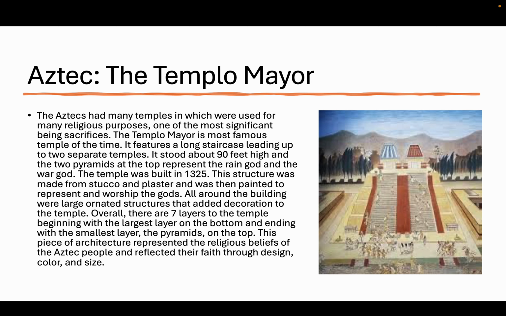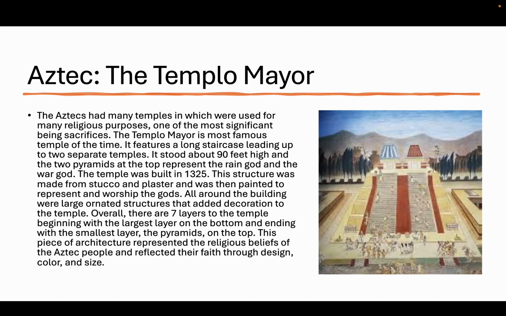This temple actually consists of 2 different buildings. It was used for many religious purposes, one of the most significant being sacrifices, usually human sacrifices. It was the most famous temple of its time, and it featured 2 staircases leading up to 2 separate temples. It stood about 90 feet high and represented the rain god and the god of war. It was built in 1325, made of stucco and plaster, and painted to represent and worship the gods.